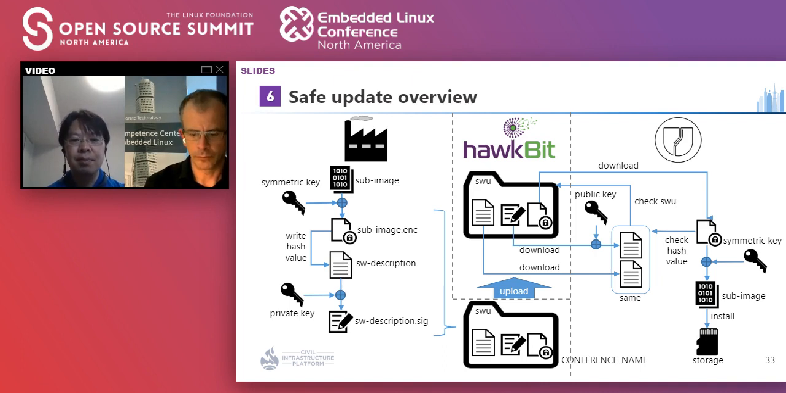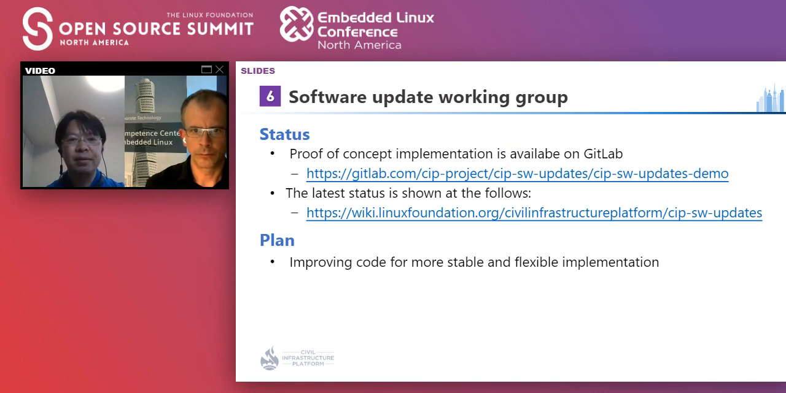So when you use this result, you can make sure the resulting system image is exactly the same as we expected, and also that it is securely loaded and installed. This is an important feature for industrial use cases. All implementations are available on the website, and you can also find our status updates in the CIP infrastructure wiki. We have implemented different implementations, but this is still at proof of concept level. So our future plan is to address the required code for more stable and flexible implementations.